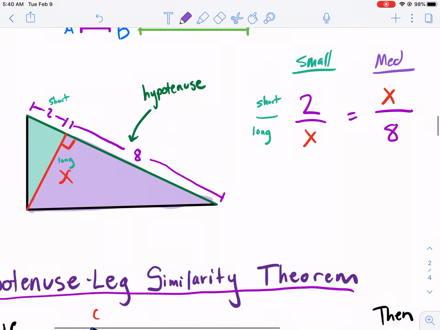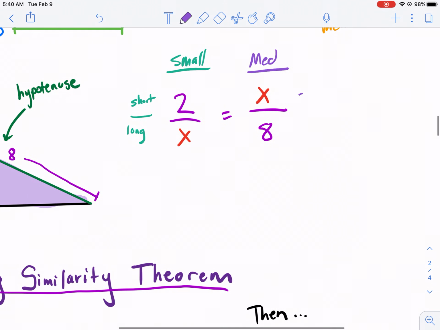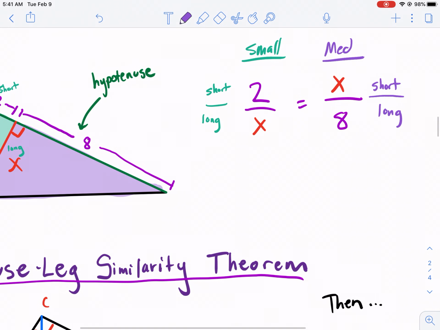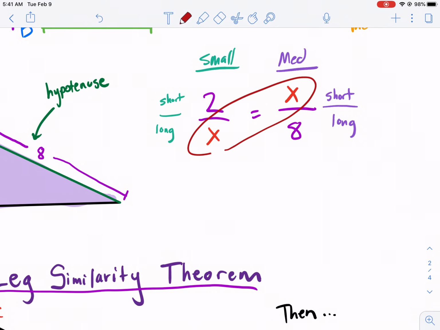So now we have to say, okay, x, what part of the medium triangle is that? That's the short side, and it has to be the short side because what we compare on the left, we have to compare on the right. We have to compare short to long. So the 8 is the long side of the medium. And the reason why this works is because we have a geometric mean right here. We have to have that geometric mean.